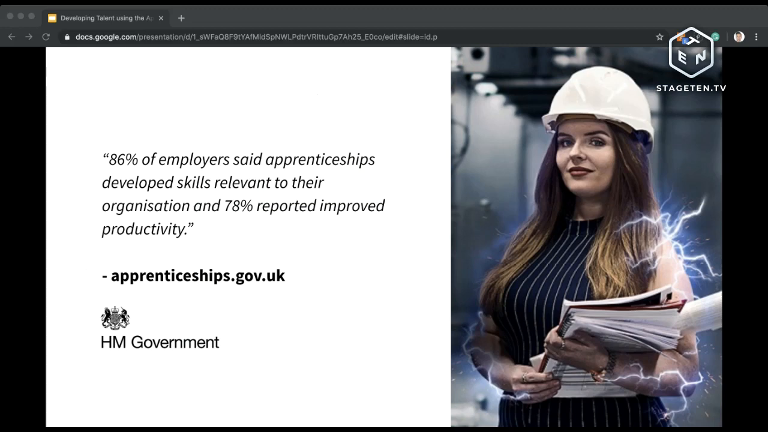86% of employers have said apprenticeships developed skills relevant to their organisation, and 78% reported improved productivity. Now, these are two huge statistics. We're constantly hearing about the productivity gap here in the UK and the difficulties in closing that productivity skill gap. Apprenticeships are a really tried and tested way to close that gap, bring in new skills that are relevant to your organisation and increase productivity and therefore profits.